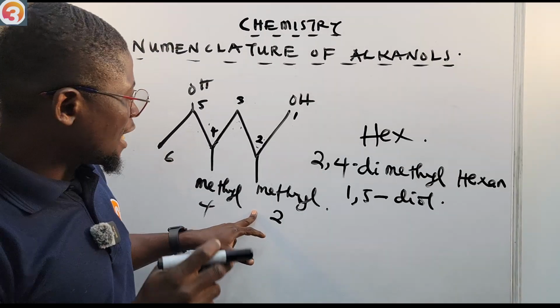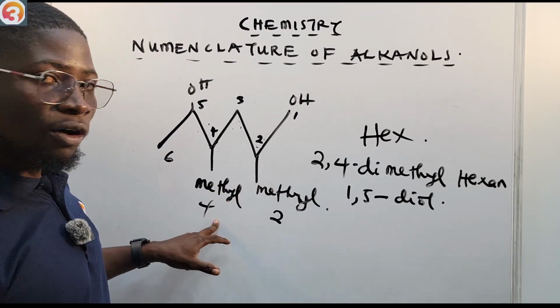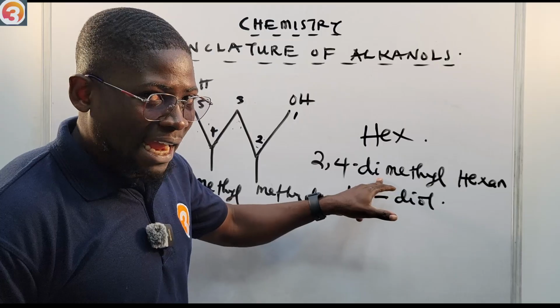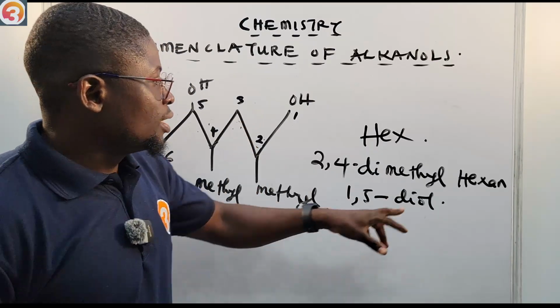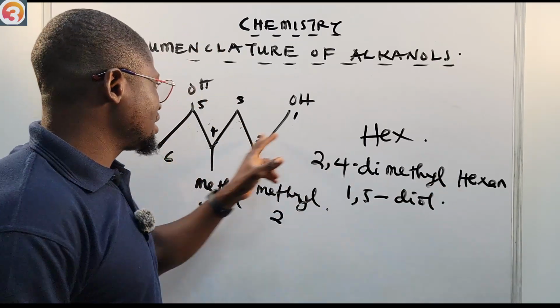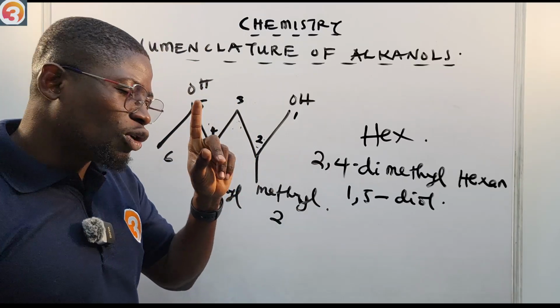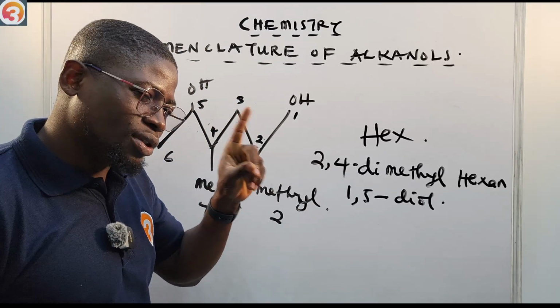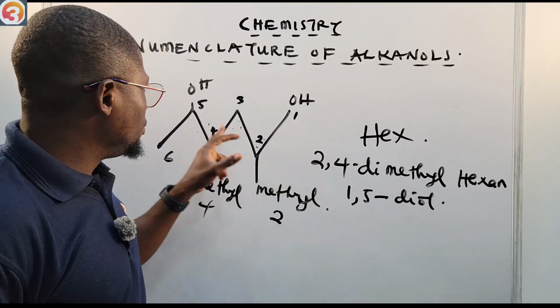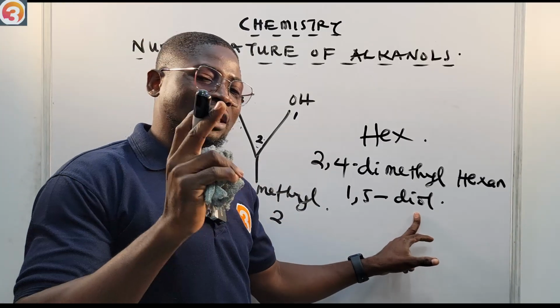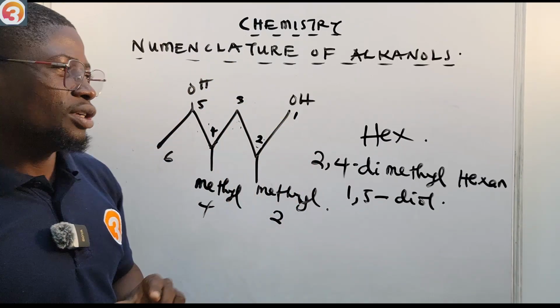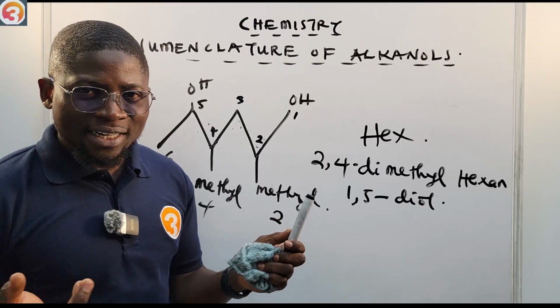So 2, 4 denotes that the methyl groups are on carbon 2 and on carbon 4. Then dimethyl says that there are 2 methyl groups. Then hexane, because there are 6 carbon atoms on the parent chain. Then 1, 5, the positions of the hydroxyl functional groups, on position 1 and on position 5. Then diol denotes that there are 2 hydroxyl functional groups in the structure. It becomes very easy, right?